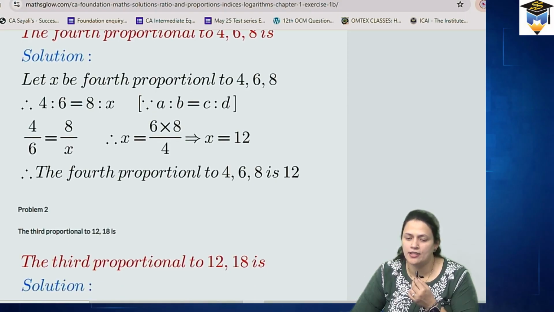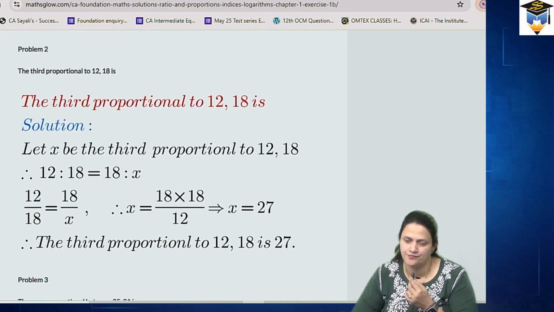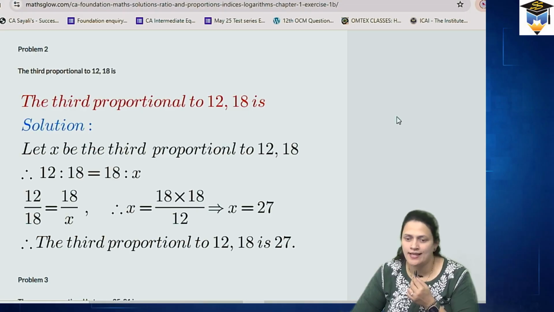आता नेक्स्ट, द थर्ड प्रपोर्शनल टू 12, 18 इज. सो थर्ड प्रपोर्शनल आहे म्हणजे हे कंटिन्यूड प्रपोर्शन आहे, हे लगेच कळलं पाहिजे. सो 12 upon 18 इज इक्वल टू 18 upon x करून सॉल्व. आन्सर इज 27, ऑप्शन बी. सेकंडचा आन्सर आहे ऑप्शन बी. फर्स्टचा आन्सर होतो ऑप्शन ए.